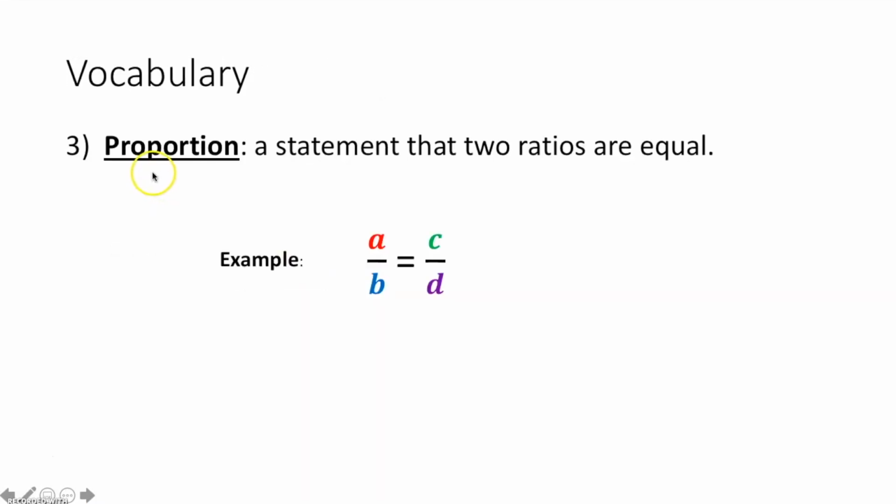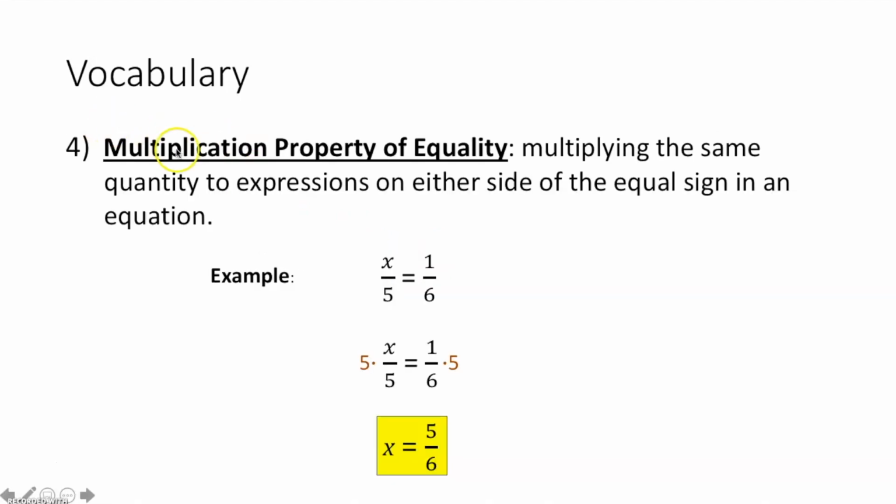Third vocabulary term is a proportion. That's a statement that two ratios are equal. So all it is, is setting two fractions equal to one another. That is what a proportion is. The next vocabulary term is the multiplication property of equality. That's multiplying the same quantity to expressions on either side of the equal sign in an equation.